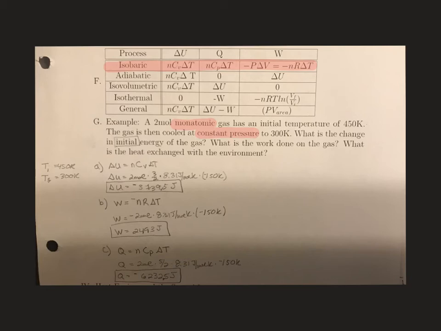In part C, we then want to find the heat. Heat is calculated by number of moles times molar specific heat at constant pressure times the change in temperature. So I plugged in number of moles, the molar specific heat at constant pressure, which is 5/2 for a monatomic gas, times the ideal gas constant, and then our change in temperature of a negative 150. And that allowed me to find the heat.